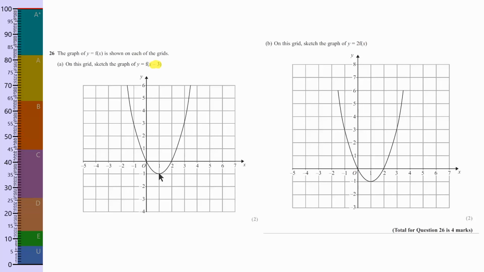-3 shifts it 1, 2, 3 to there. This point here will be shifted to this point. This point here will be shifted to this point. And let's do one up here. So 1, 2, 3. 1, 2, 3.